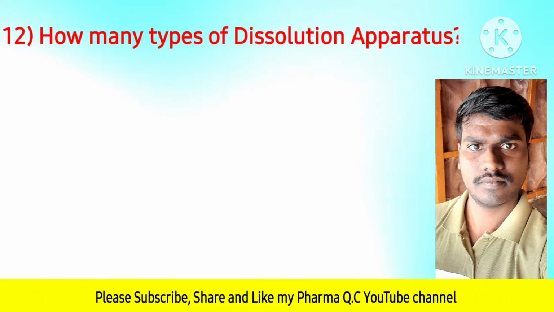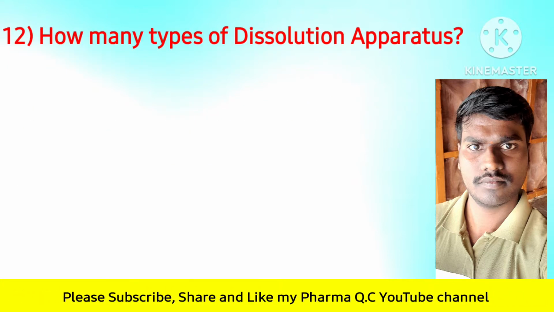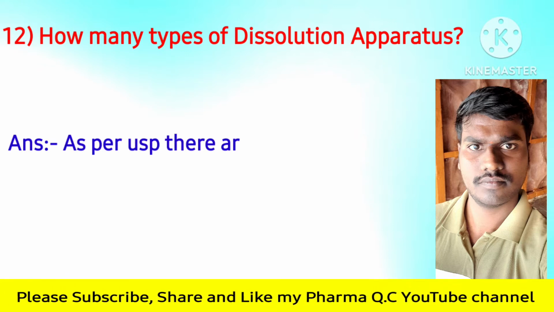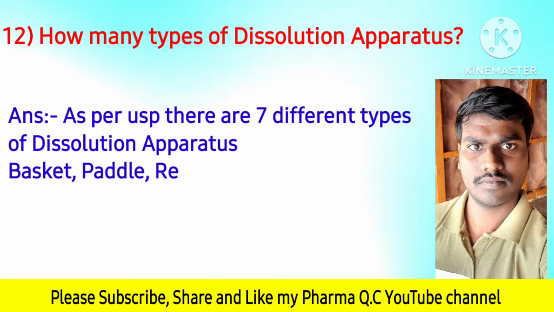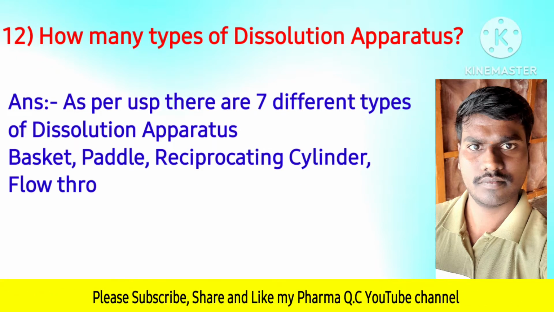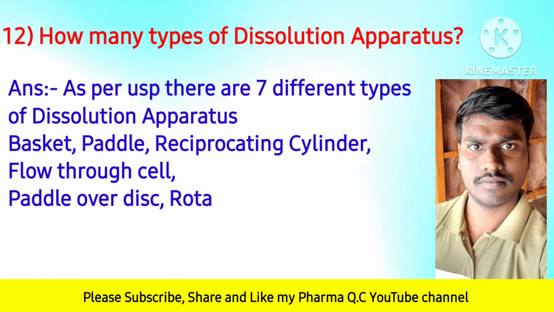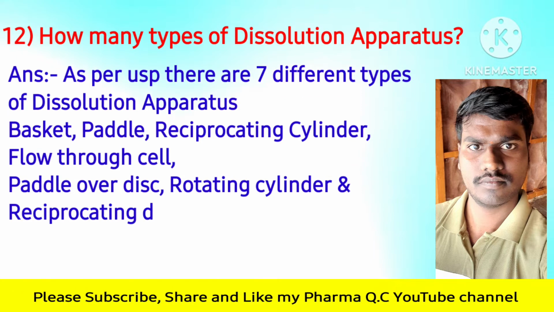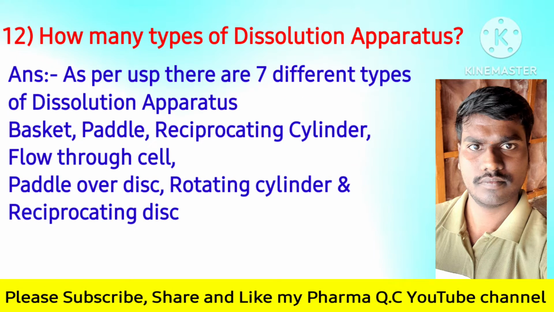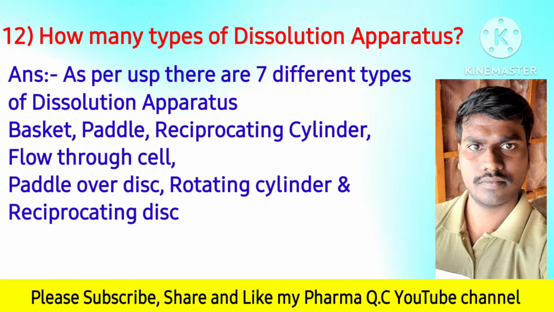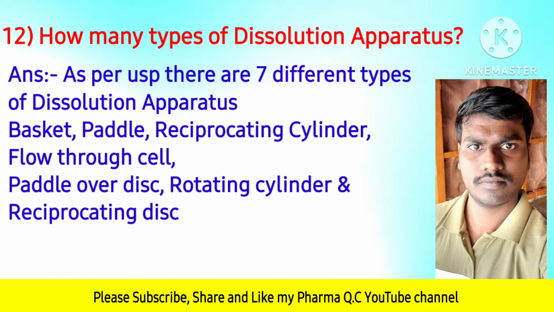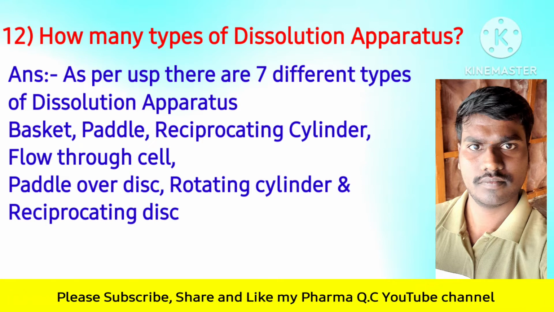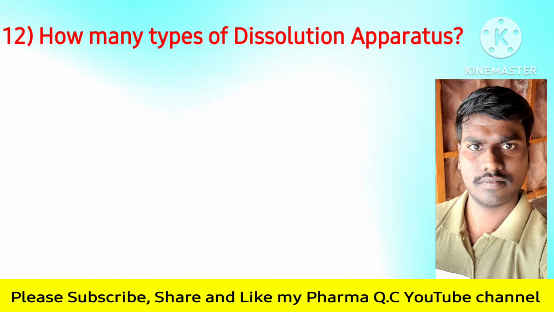How many types of dissolution apparatus are there? As per USP, we have 7 different types of dissolution apparatus. First one is basket type. Second one is paddle type. Third one is reciprocating cylinder. Fourth one is flow through cell. Fifth one is paddle over disc. Sixth one is rotating cylinder. Seventh one is reciprocating disc.